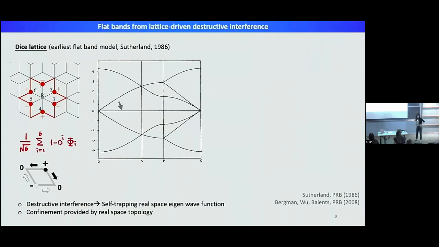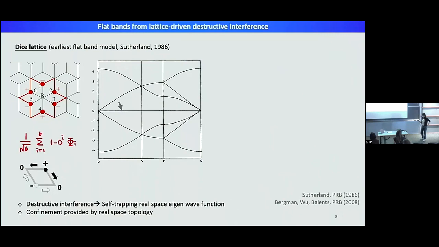So this is the earliest idea of making a flat band using a lattice. This is from B. Sutherland around 30 years ago, and it's based on this lattice called the dice lattice. If you do a tight binding model on this so-called dice lattice, you can find a flat band at zero energy across the entire two-dimensional Brillouin zone. It's really easy to mistake this for the zero line of this plot, but it's actually a flat electronic band.